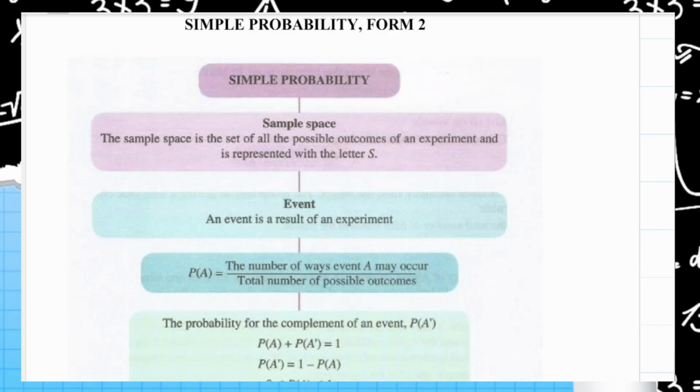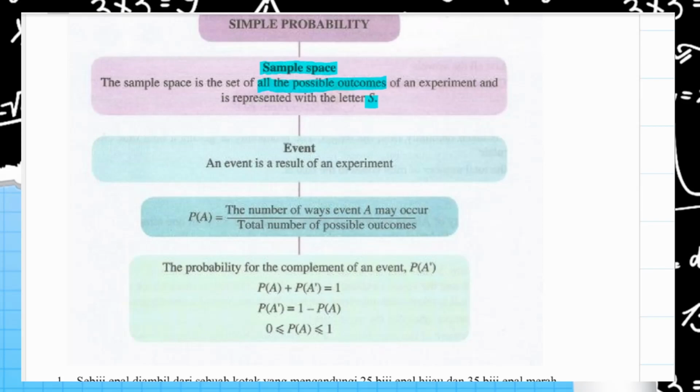Simple probability. The first important thing you have to know is sample space. What is the sample space? Remember the keyword for sample space is all the possible outcomes of an experiment, and we always represent it as S, a capital letter. Next, event. An event is a result of an experiment.